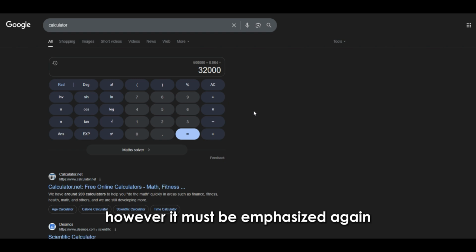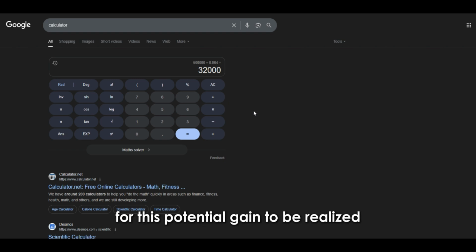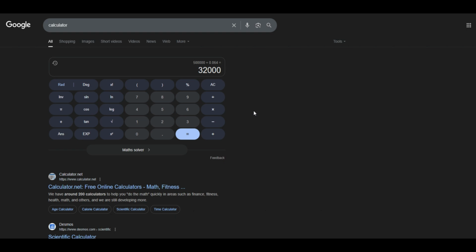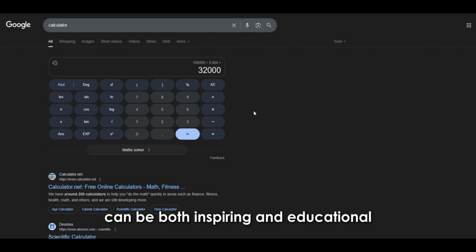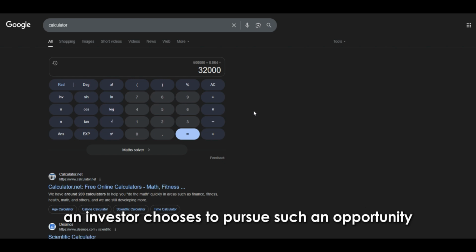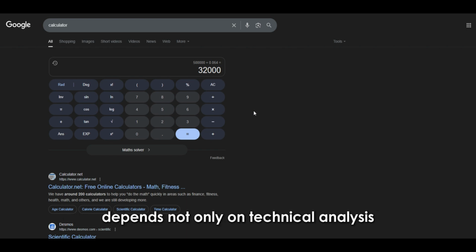However, it must be emphasized again, for this potential gain to be realized, the technical structure must play out, market psychology must remain positive, and the project must continue to build trust. Therefore, investment scenarios like the one presented here can be both inspiring and educational from a strategic perspective. Whether or not an investor chooses to pursue such an opportunity depends not only on technical analysis, but also on their personal risk tolerance, capital structure, and market outlook.